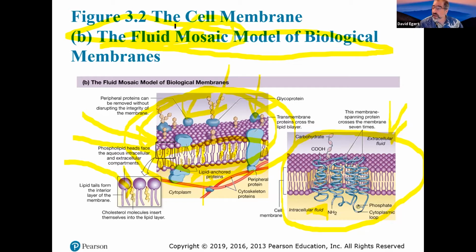Mosaic, because it's not just one thing. It's phospholipids, but it's also proteins and cholesterol and stuff like that. So we are gonna spend a lot of time elaborating on what is going on here at the membrane.